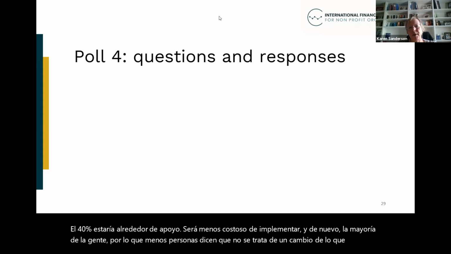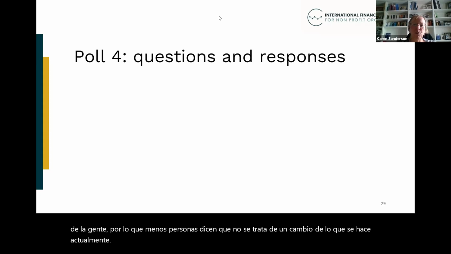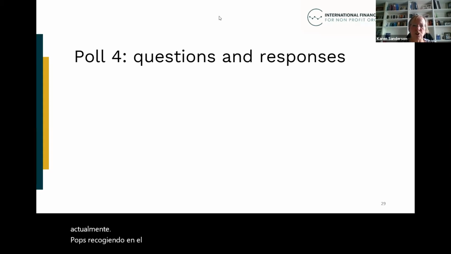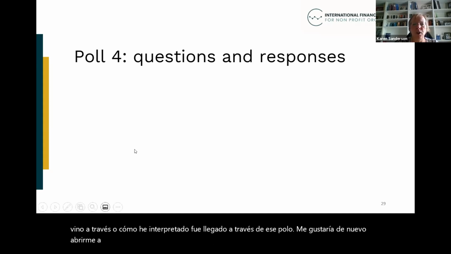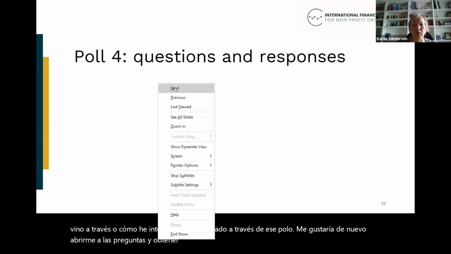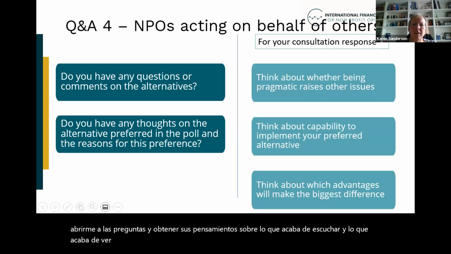So perhaps picking up on the risk and reward versus control elements of what came through, or how I've interpreted what has come through that poll, I'd again like to open up to questions and get your thoughts on what you've just heard and what you've just seen in the poll. Sam, are there any points that are coming through?